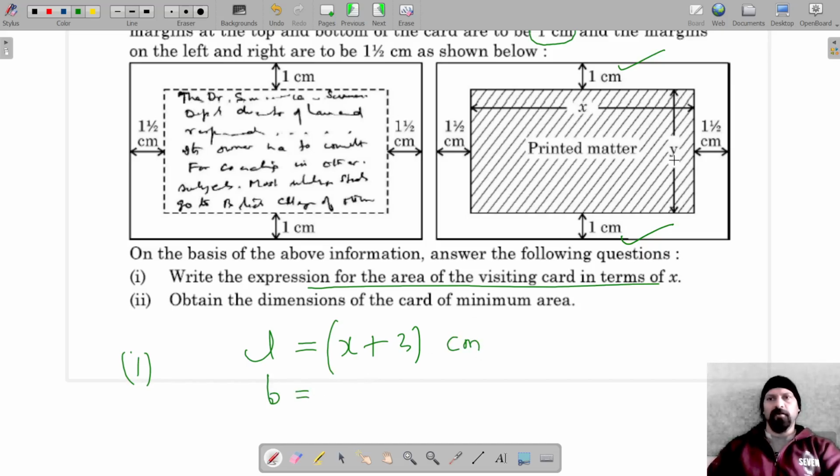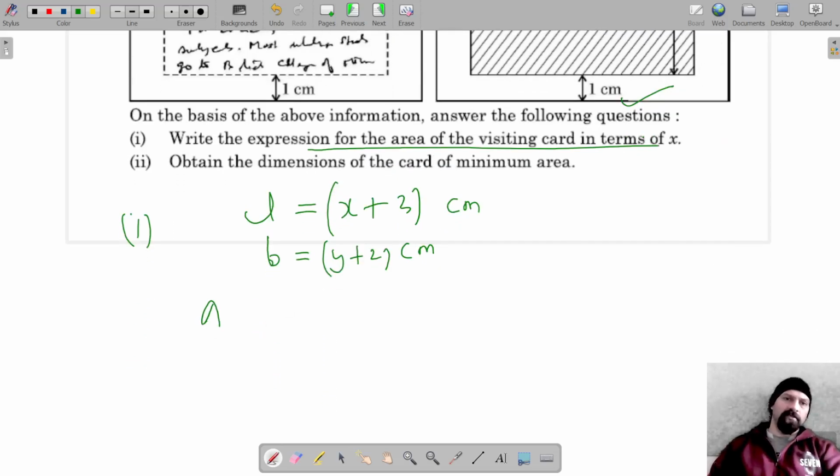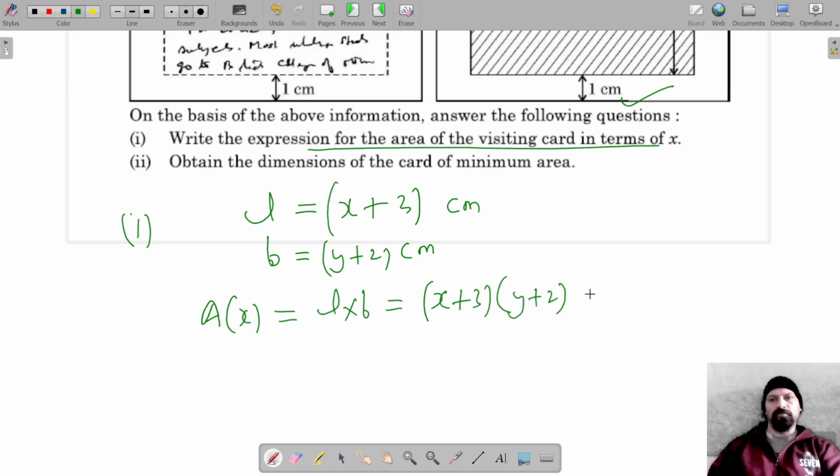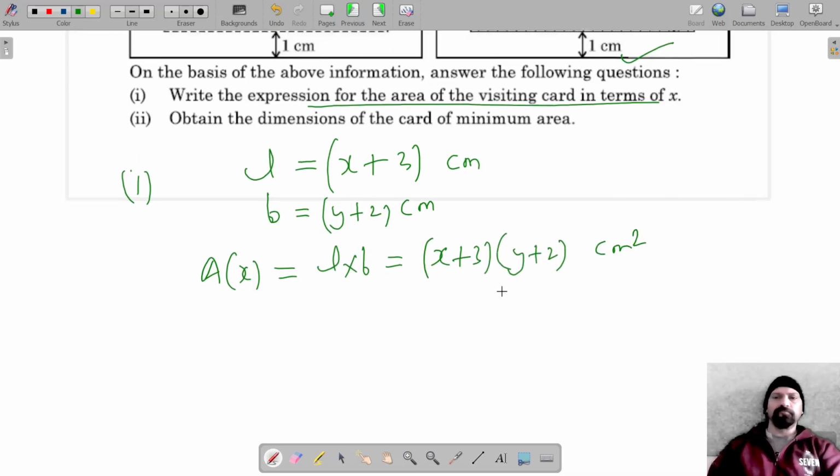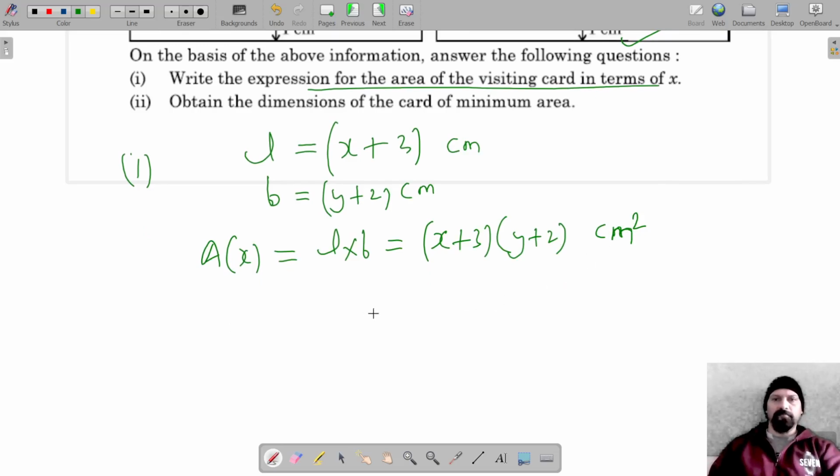And the breadth of the card would be, we have to add one on the top and one on the bottom. So this is y plus 2 centimeters. So let A(x) be the area of the card, which is length into breadth, in the rectangular form. So L into B gives me (x plus 3) into (y plus 2) centimeter square. Let me open this up. So this is xy plus 3y plus 2x plus 6.